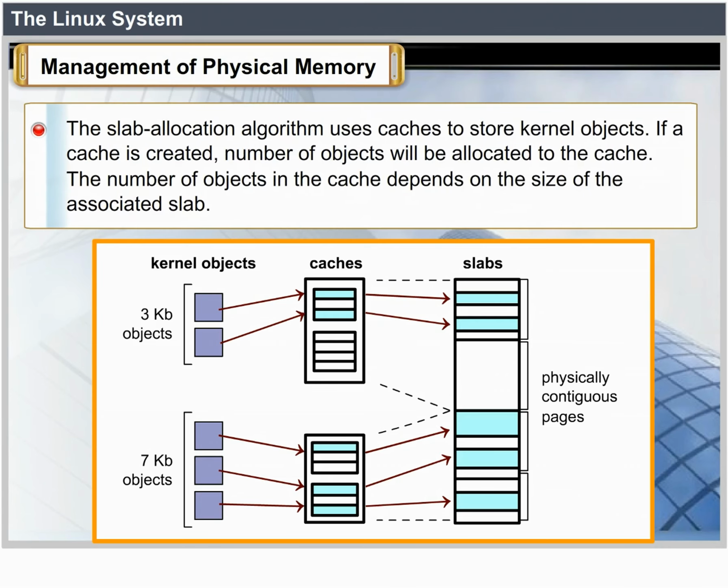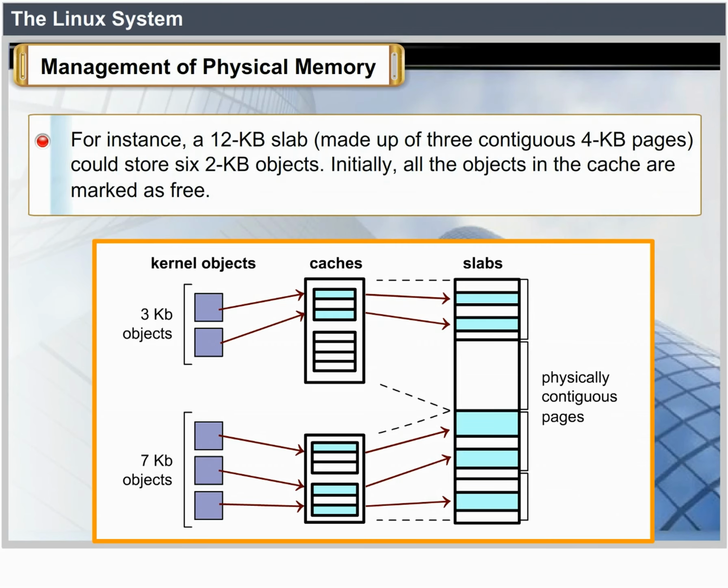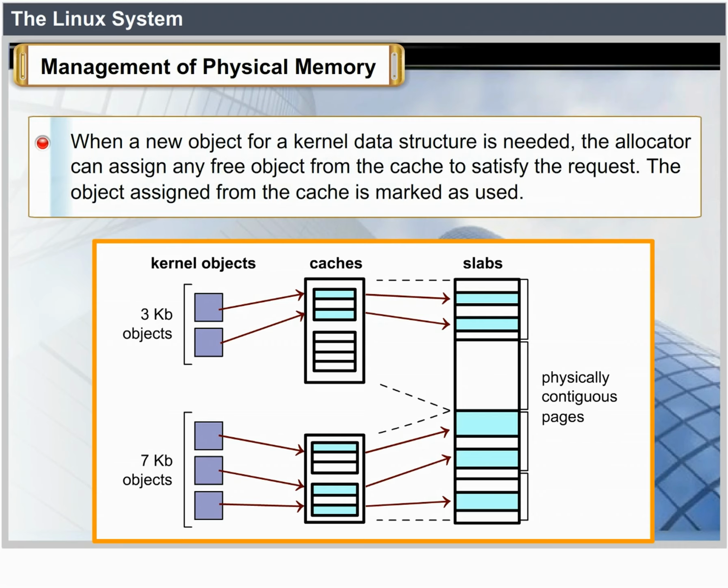The slab allocation algorithm uses caches to store kernel objects. When a cache is created, a number of objects are allocated to the cache. The number of objects in the cache depends on the size of the associated slab. For example, a 12 KB slab made up of three contiguous 4 KB pages could store six 2 KB objects. Initially, all the objects in the cache are marked as free. When a new object for a kernel data structure is needed, the allocator can assign any free object from the cache to satisfy the request. The object assigned from the cache is marked as used.